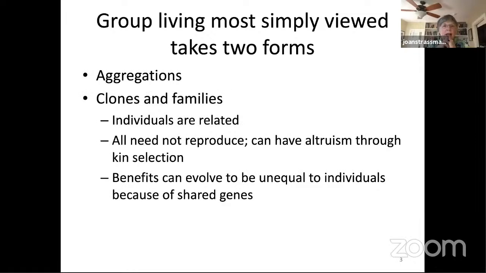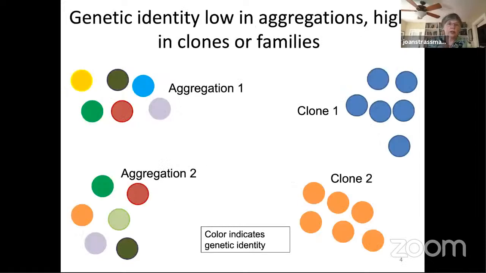Then the other kind has to do with clones and families, where individuals are related. And this sort of changes the game because it means that you can have altruism where all don't have to reproduce, and the benefits can be cooperatively unequal because of the shared genes. So when you're looking at an organism, one of the first things you have to know is which kind of group are you looking at? What kind of sociality? Are you looking at aggregations where everyone is different, or are you looking at clones where you can have cooperation due to shared genes through kin selection?